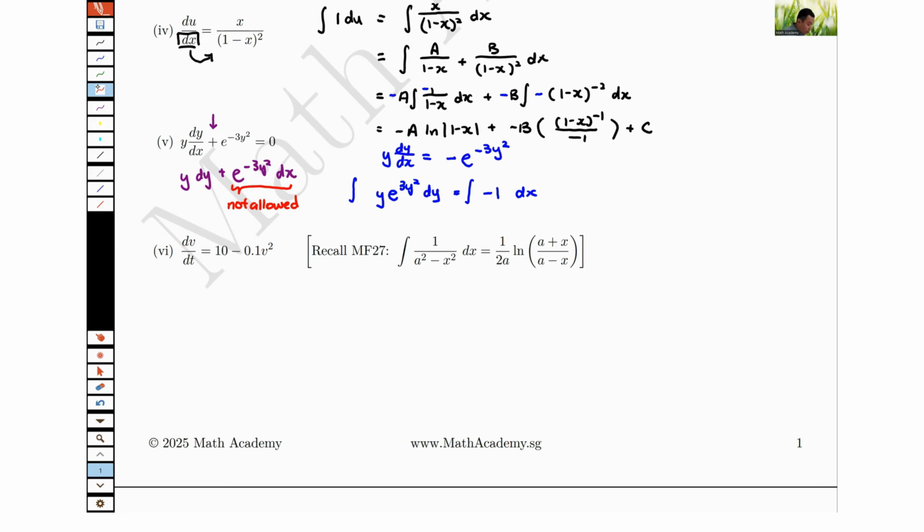Let's recall how to integrate exponential. You want to differentiate the power. 3y squared differentiated is 6y. Balance 1/6. So I get 1/6 e to the power 3y squared. And I get minus x plus c.